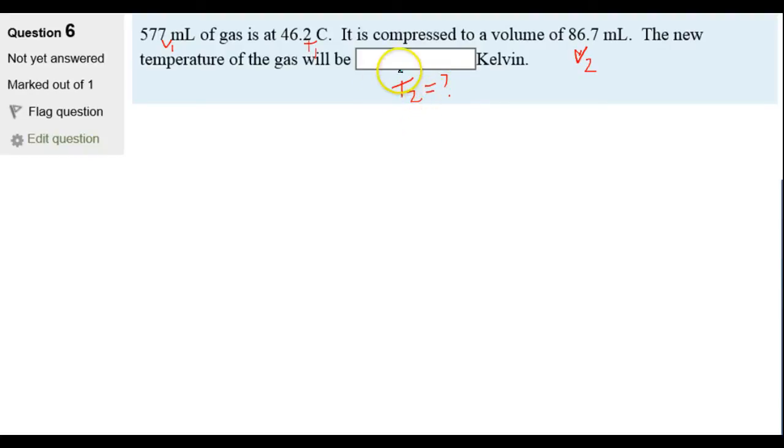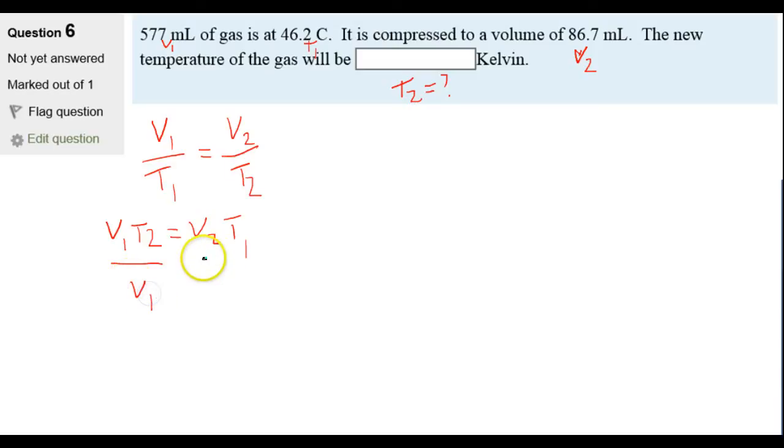We want to know the new temperature of the gas if the volume is decreasing from 577 milliliters to this right here. So in this problem, we're dealing with volume and temperature, and therefore this is going to be a Charles law problem, which states that V1 over T1 equals V2 over T2. Once again, we'll cross multiply to get rid of these fractions, and so V1 times T2 is going to equal V2 times T1, and in this problem we're asked to solve for T2. To get T2 all by itself on one side of the equal sign, we'll divide both sides by V1, and so the formula that we're going to use to solve this problem is V2 times T1 all over V1.